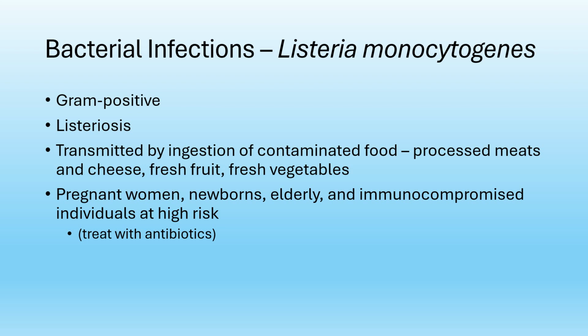Listeria monocytogenes, gram-positive, causes listeriosis. This is transmitted by ingesting contaminated food. Processed meats and cheeses, fresh fruits, and fresh vegetables are notorious for having it. Most people may just have a mild case, if they're symptomatic at all.